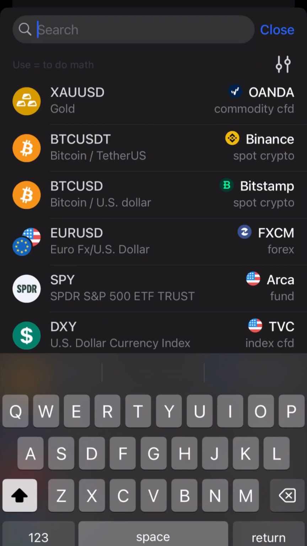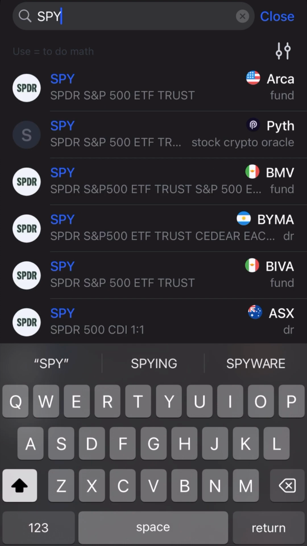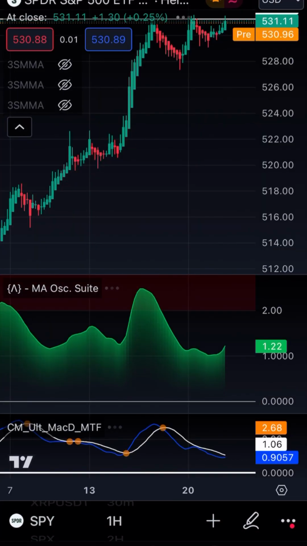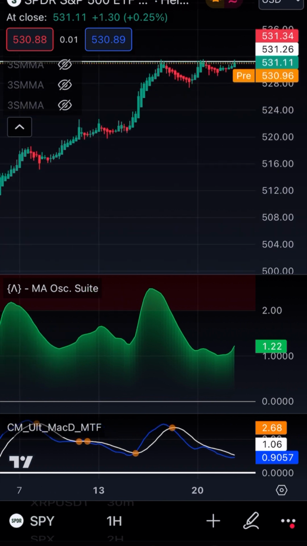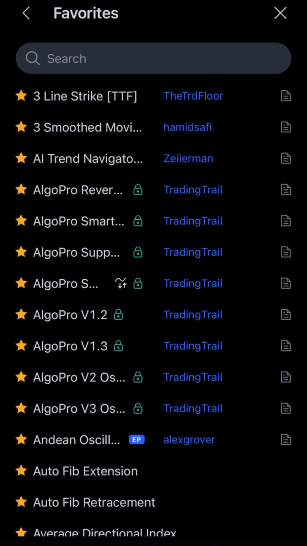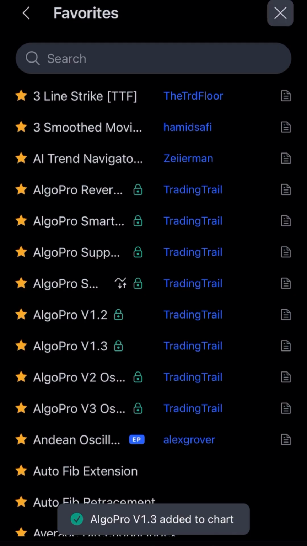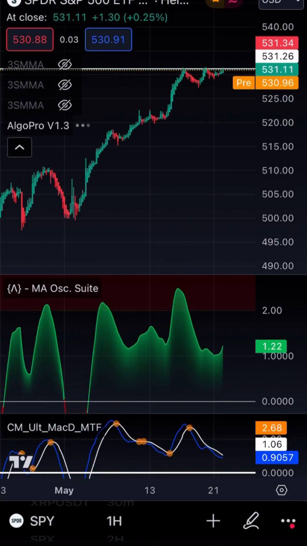Okay, so let's go look at the update, which I think would work for trading options. So we're going to be looking at options, and we're going to be looking at the new AlgoPro. Well, not AlgoPro, but some of the things that they've added. I think it's in the Algo version 1.3, so we're going to look at that real quick and see if there's anything new added to it.